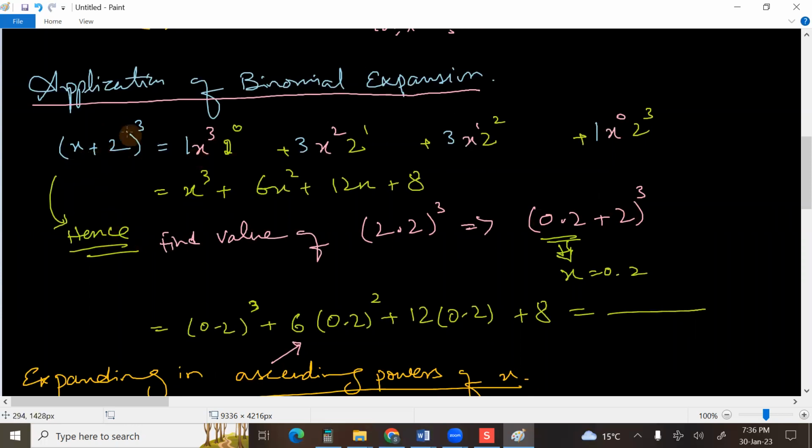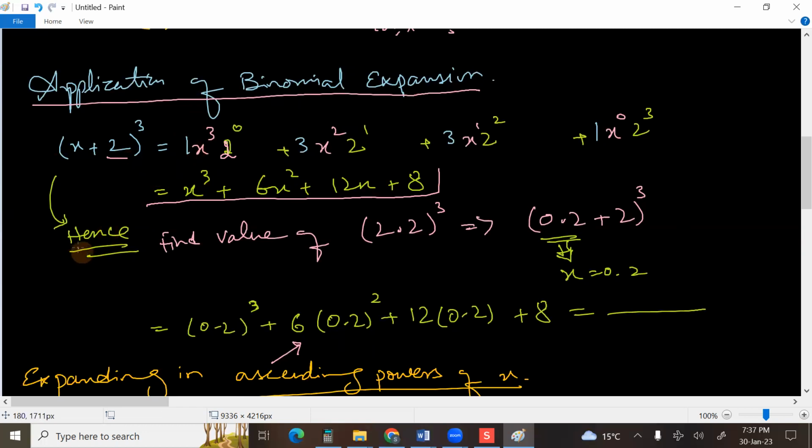Nevertheless, we have x plus 2 whole cubed using the Pascal's triangle. The coefficients are 1, 3, 3, 1. X to the power 3, x to the power 2, x to the power 1 and 0, the first term that is. And similarly for 2, it's 2 power 0, 2 power 1, 2 power 2, and 2 power 3, which is simplified to this. So this is a simple question of giving the binomial expansion.